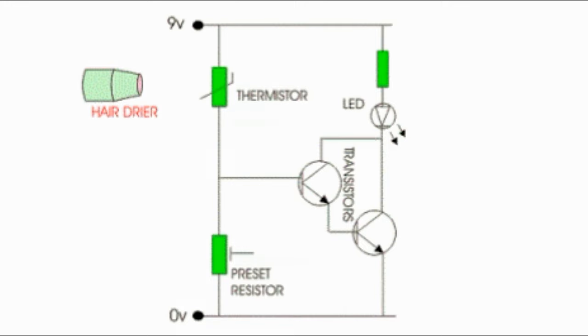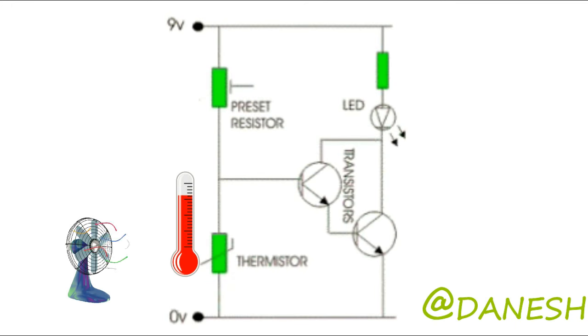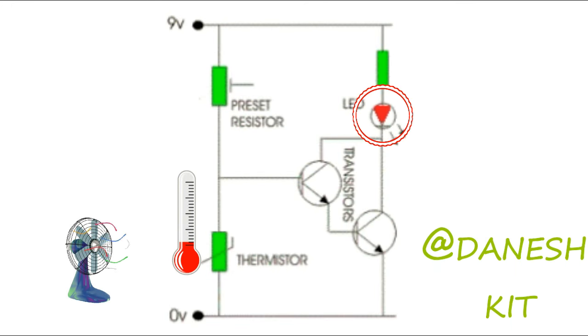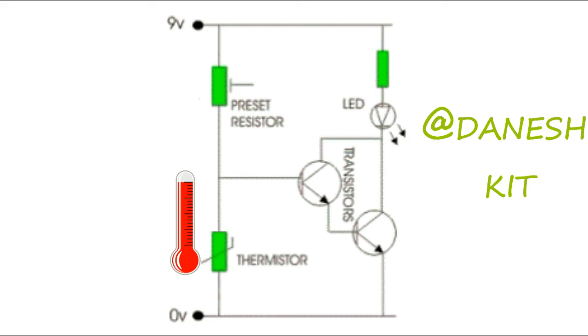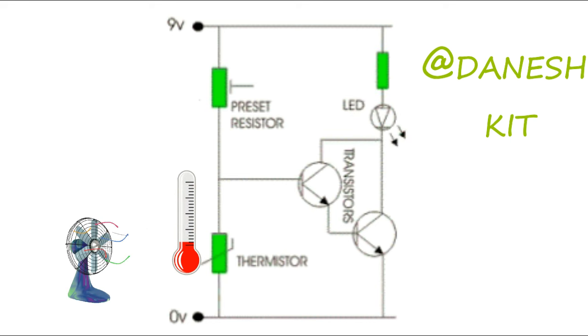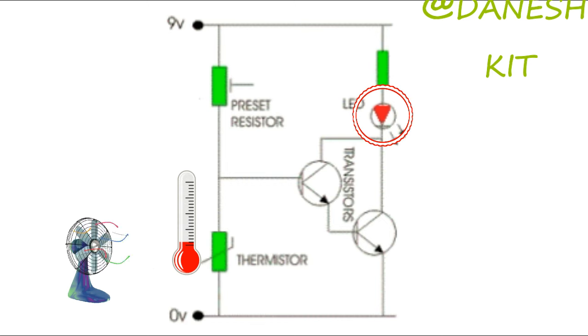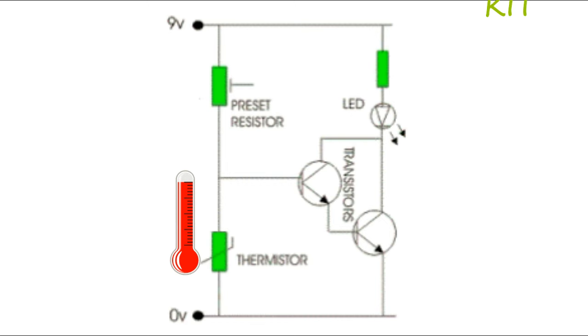In the next circuit, the preset resistor and thermistor have swapped position. The circuit is now a cold sensor. The LED illuminates when the temperature drops to near 0 degrees. It could be used as an ice sensor for a car.